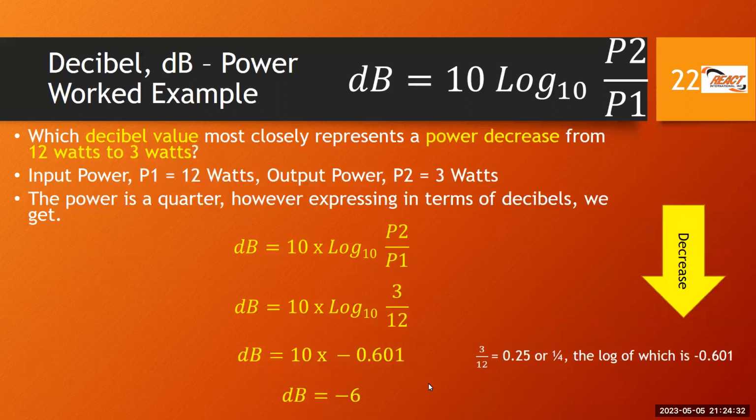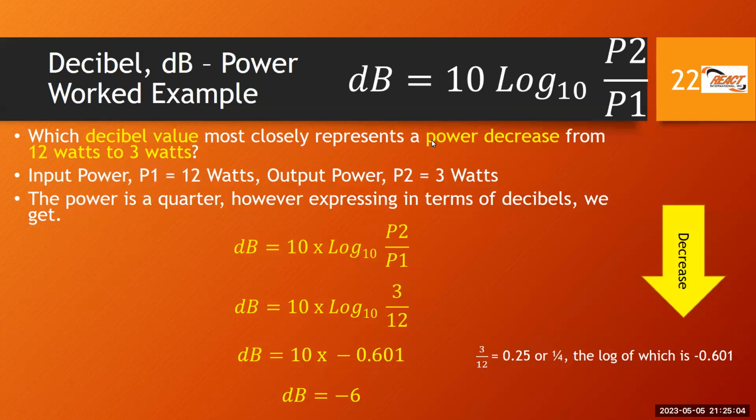All right, let's do the next question that you will get in the exam or in the question pool. Similar question. Which decibel value most closely represents a power decrease from 12 watts to 3 watts? So we have dissected this question. What are they asking us? Which decibel value? So we know the answer must be in decibels or dB. So we need a dB formula. All of that is in that piece of the question here.